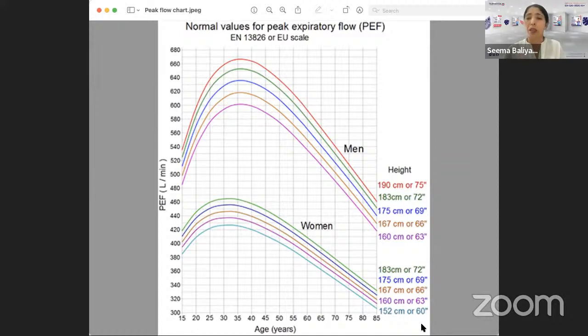You have already been started on the inhalers. So hopefully with time and with the usage of inhalers, your lung capacity is going to get better and better, and you are going to get very near to the normal readings.